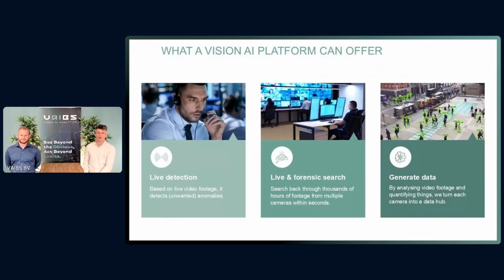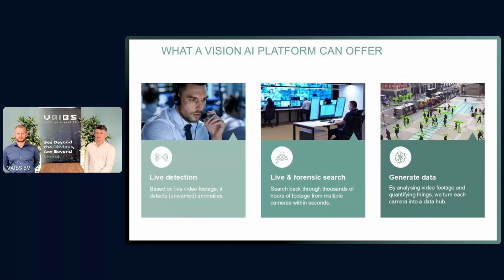So as Jos already mentioned, when someone is climbing over a fence or is getting nearby a fence, or when a certain car is passing by several times in, for example, an hour, you want to get a detection of that because that's suspicious.